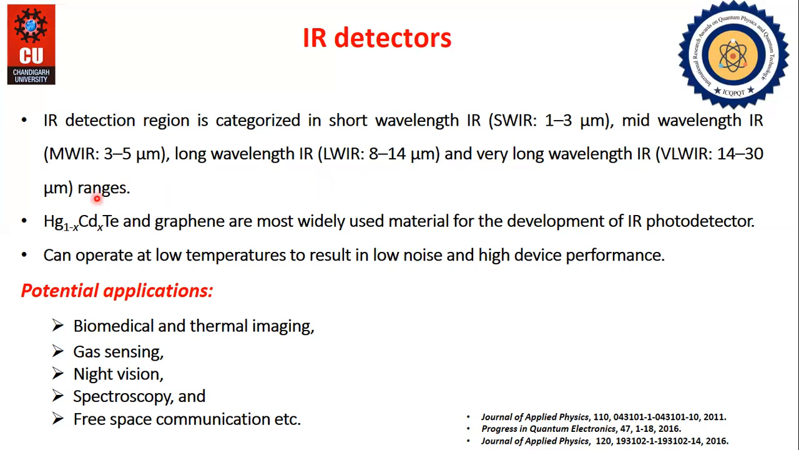Mercury cadmium telluride and graphene are the most widely used materials for the development of IR photodetectors. Rapid advancements are being made in developing inexpensive narrow bandgap semiconductor detectors with improved sensitivity and long wavelength. As a result, lower dimensional materials such as quantum well, quantum dot, and quantum wire based IR detectors are also reported with improved performance but with expensive fabrication processes. IR detectors have potential application in biomedical and thermal imaging, gas sensing, night vision, spectroscopy, free space communication, etc.